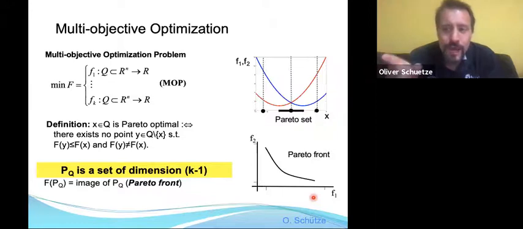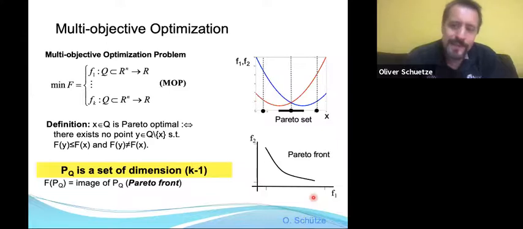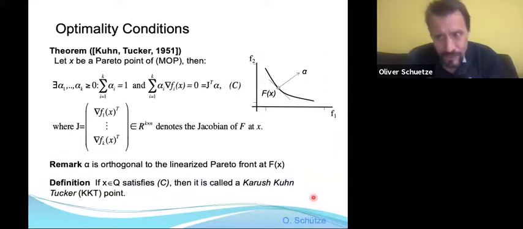So you have a problem with K objectives. I'm the algorithm designer. If you give me K objectives and I do a good job, I give you a manifold of dimension k-1. I will explain it a little bit, but more important is what this means, which I will address afterwards. So here are the optimality conditions for multi-objective optimization.